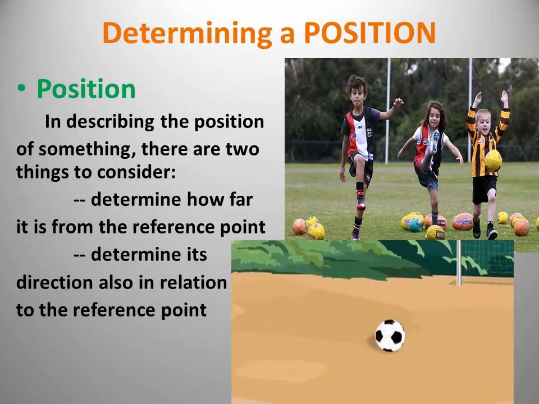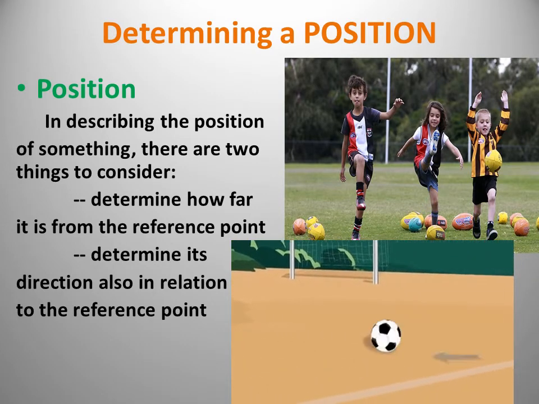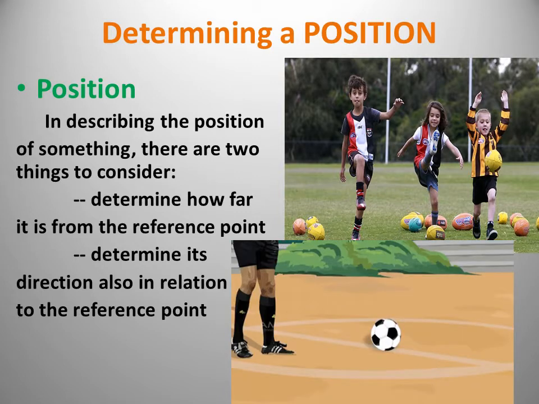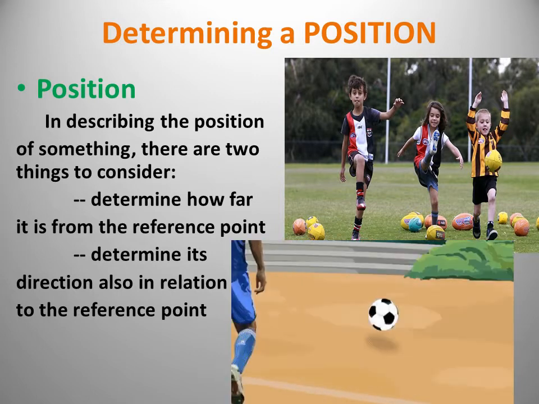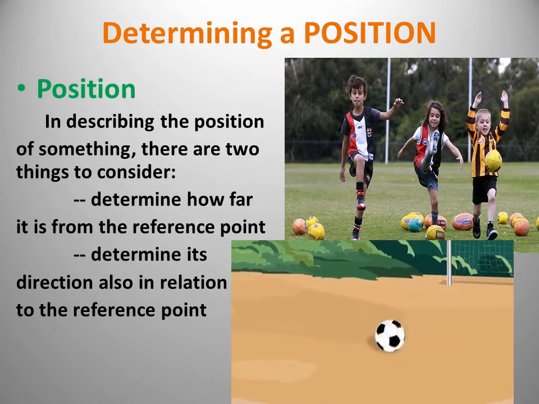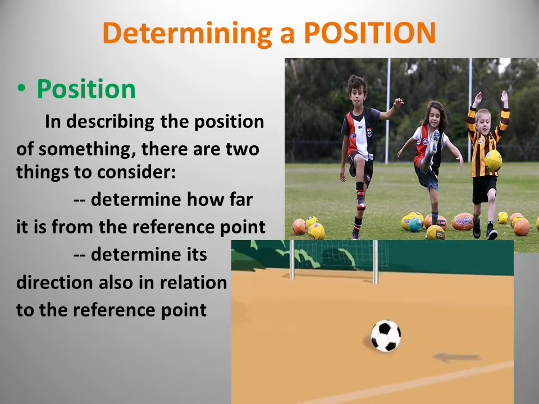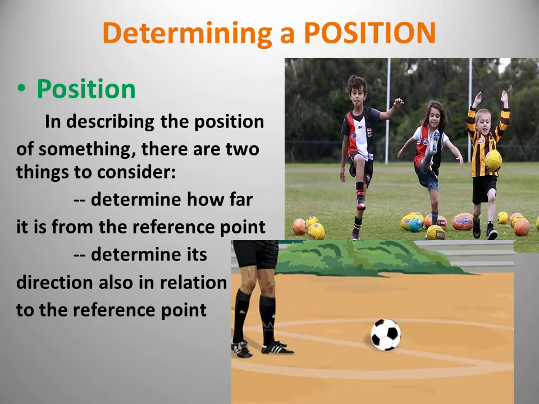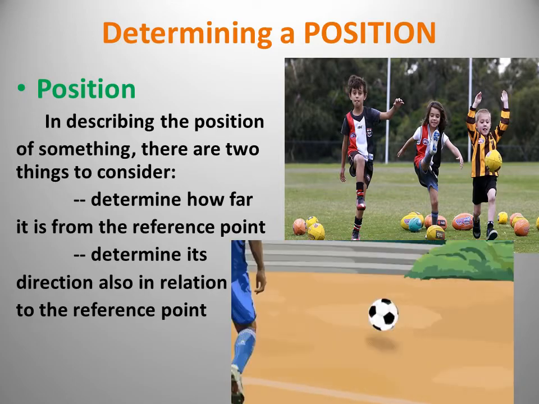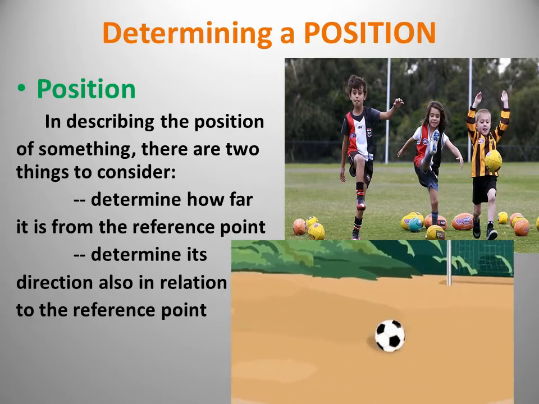An object may be stationary or moving. If it does not change its position, it is stationary. If it changes its position, it is moving. In order to tell whether the object has moved or not, there must be a reference point.